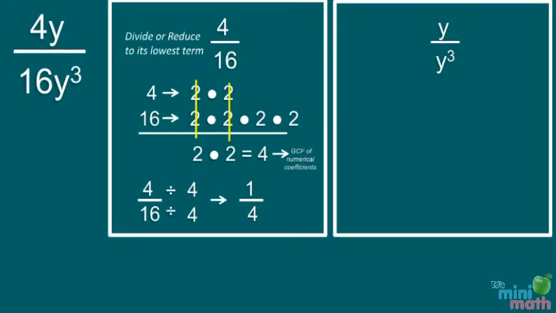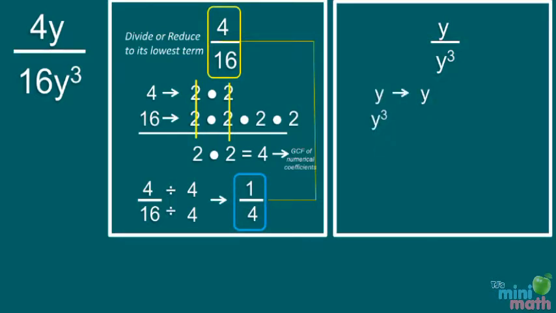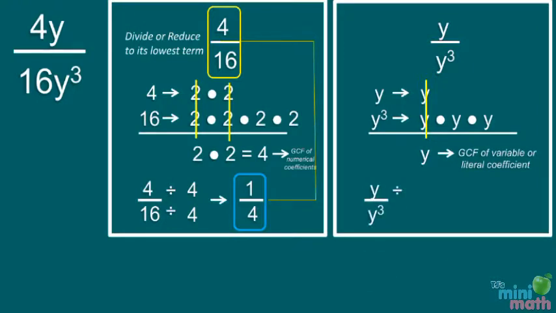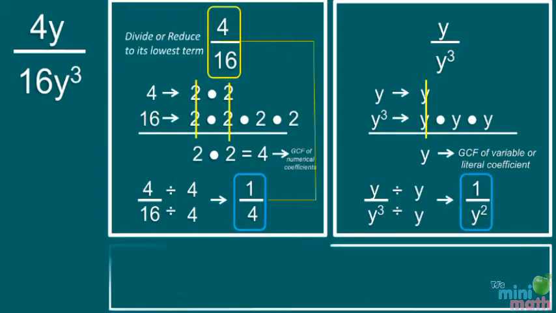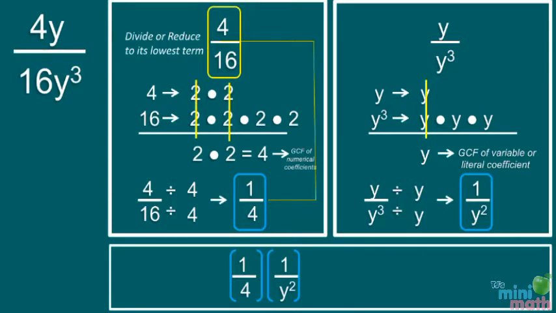Now, let's proceed to literal coefficients. We have y and y times y times y. Then bring down the common factor, the GCF is y. So we're going to divide the literal coefficients by the GCF y. So you will get 1 over y squared. Then we're going to multiply the lowest term, or the reduced form, of numerical and literal coefficients. So that is 1/4 times 1 over y squared. That is 1 over 4y squared.